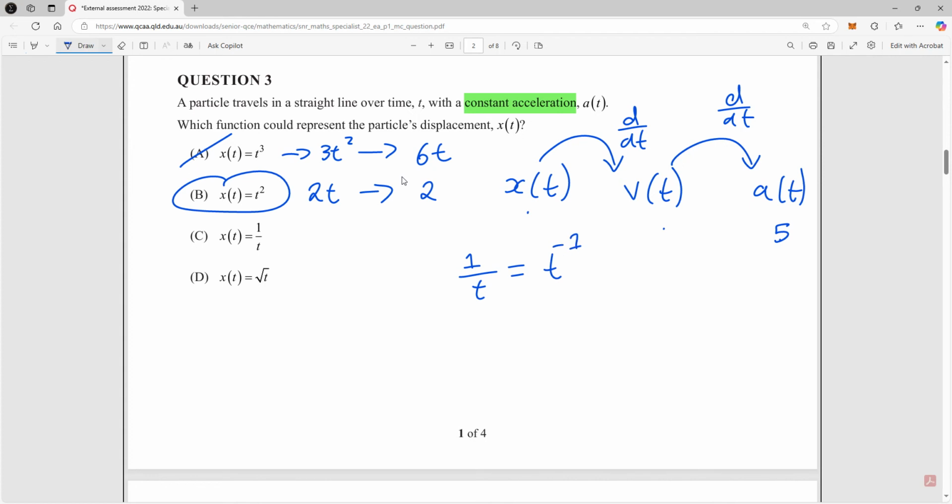So if I differentiate that, the negative one comes down the front, so it'll be negative t to the power of -2. Then if I differentiate that again, that'll be positive 2t to the -3. So again, that's a function, so that one's incorrect.